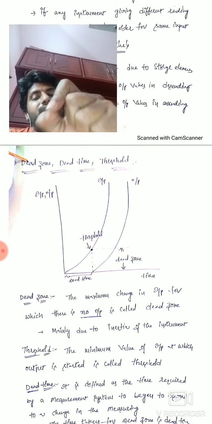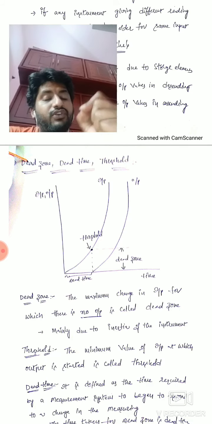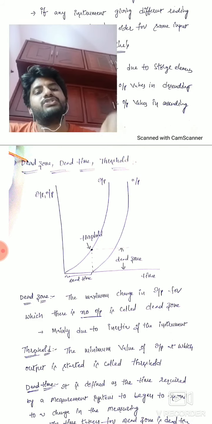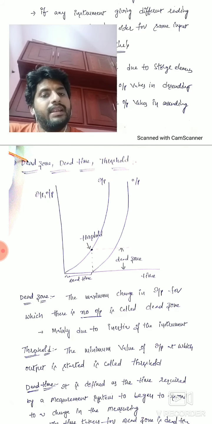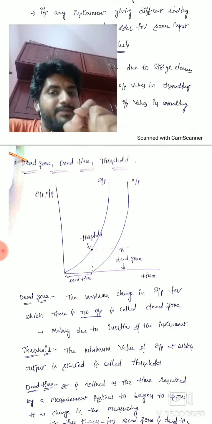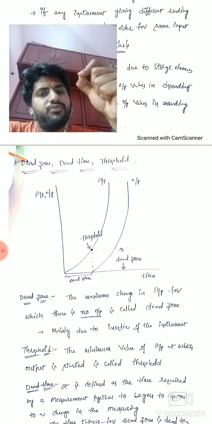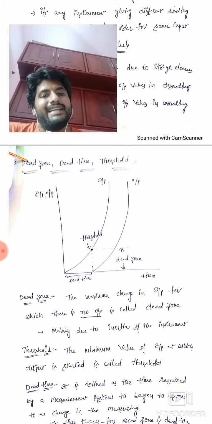That zone we can call as a dead zone. What is dead time? Dead time means, what is threshold? Threshold means the minimum point at which my output starts. That point we can call it as a threshold. Dead time means that zone time is nothing but dead time. Dead time means for a changing input there is no output. So that time we can call it as a dead time.